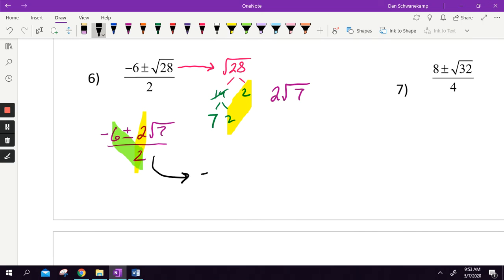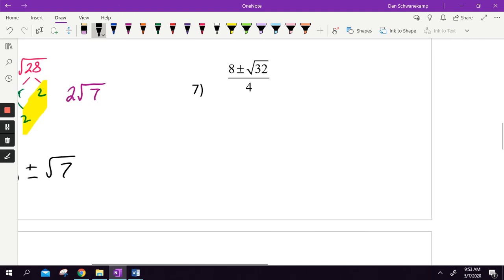So negative 6 divided by 2, that is negative 3. Plus or minus is still going to be there. And then 2 divided by 2 would be 1 radical 7. And obviously, you don't need to write that 1 there. I'm just going to leave it as radical 7. And so what we did is we simplified the radical, and then we reduced both things. If you can't reduce them both, then you can't simplify. But since I could divide them both by 2, I did.